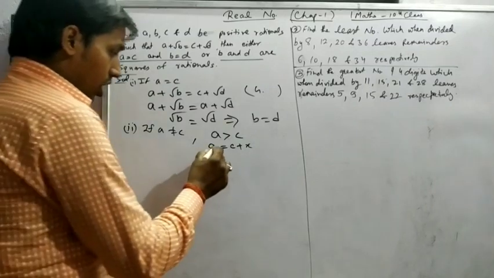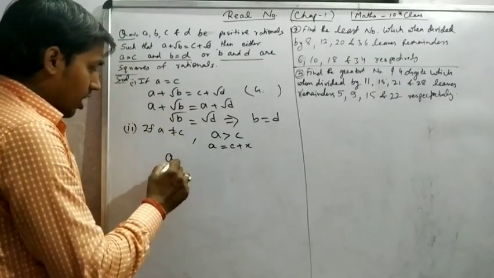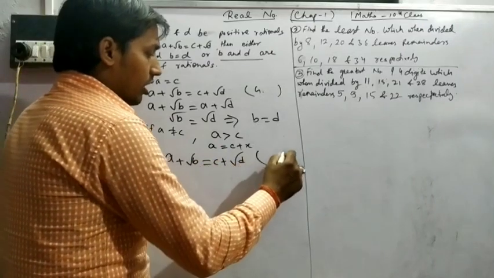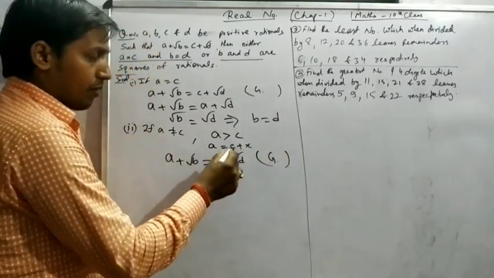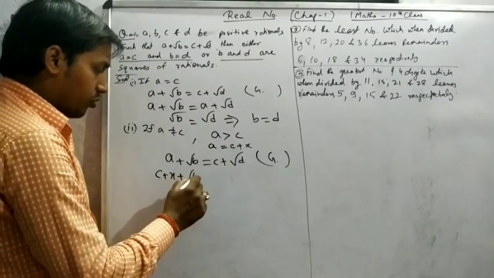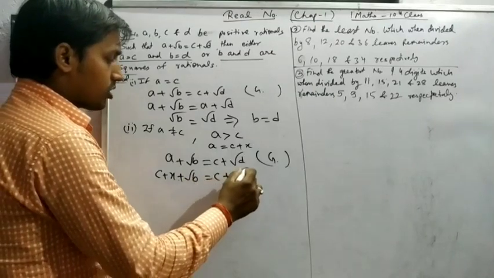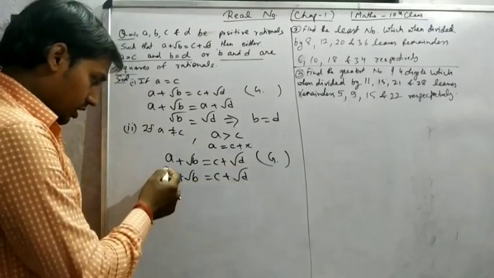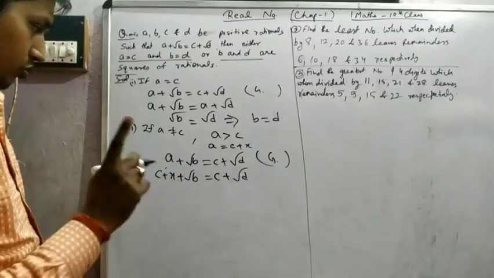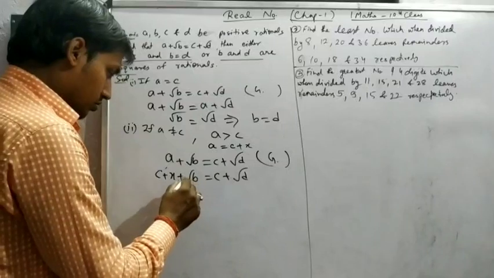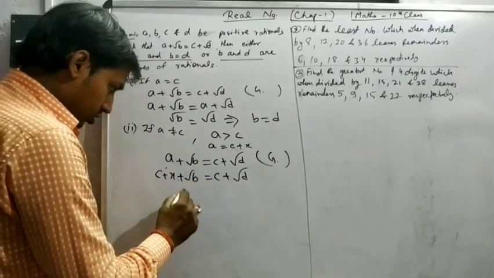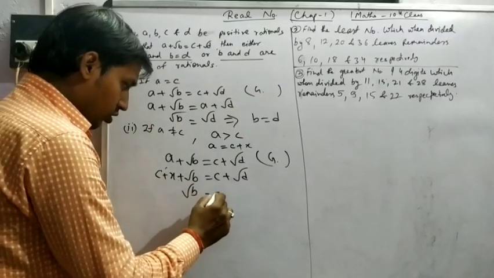So what's given? A plus root B is equal to C plus root D. That is the given part. So in place of A we put C plus X. C plus X plus root B is equal to C plus root D. C cancels out. Here we can find any one value, either root B or root D. So we can find the value of root B.